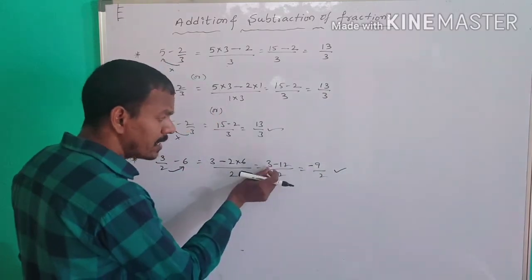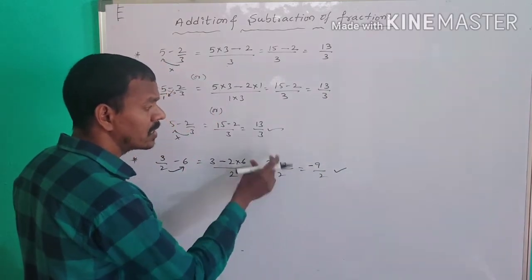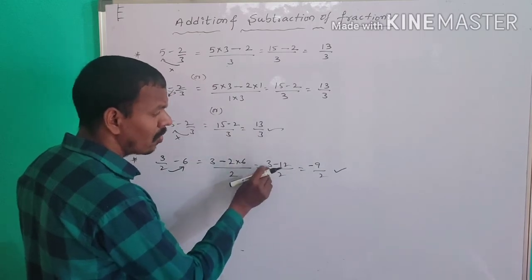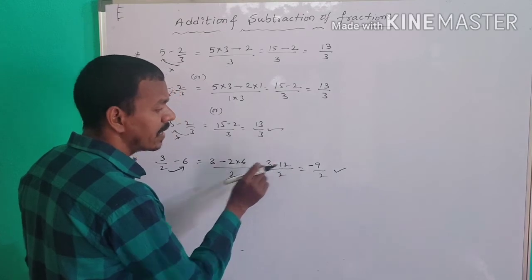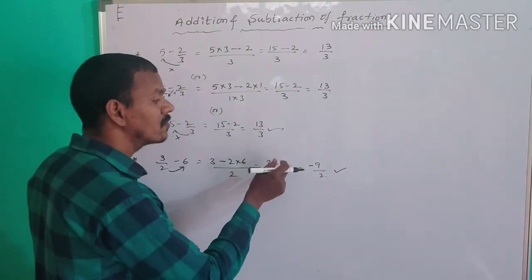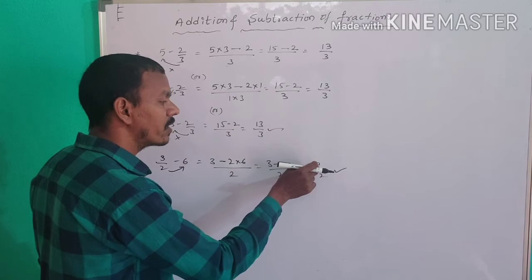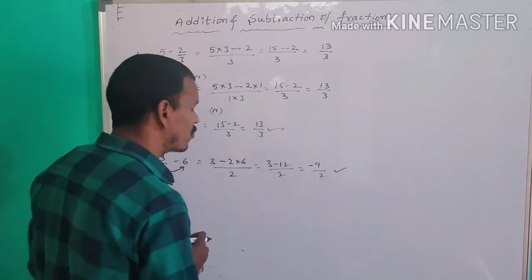One is smaller, one is greater. We have already discussed this in row additions. One is small, one is great. Here the middle sign is minus, so one is plus, one is minus, and we subtract. 12 minus 3 is 9, but the biggest is minus, so the answer becomes minus.